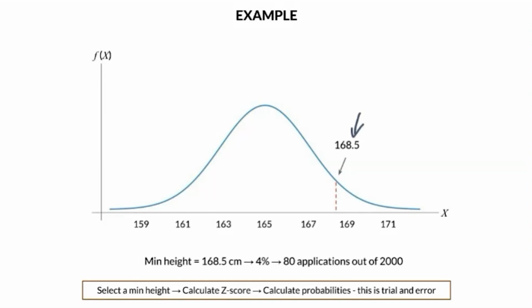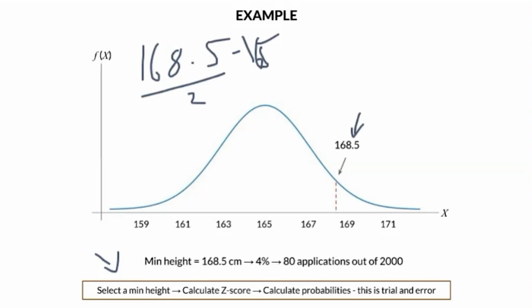Standardize this value. 168.5 minus 165 divided by 2, go to the z table. I've written the steps at the bottom. Go to the z table, calculate the z score, get the probability, and you do all of these things. You will essentially get 80 applications. So if you use 168.5, you will find that 96% is on the left side and 4% is on the right side.